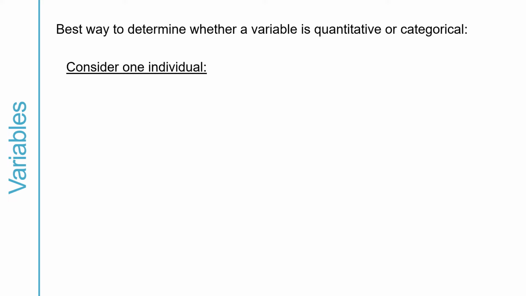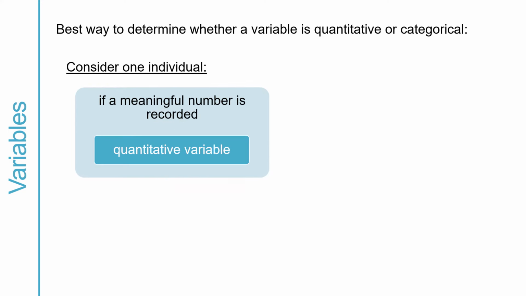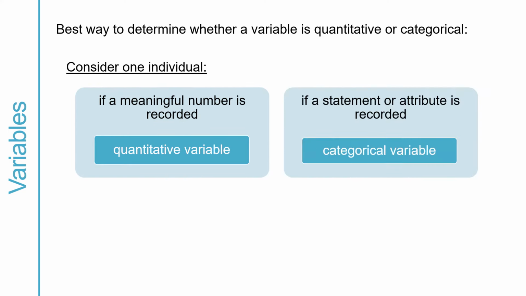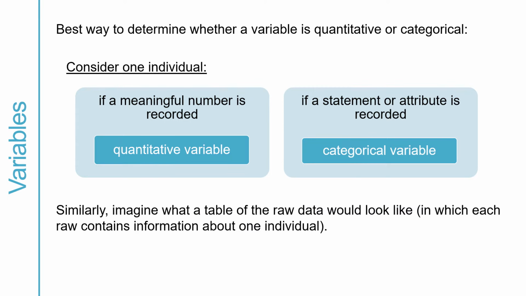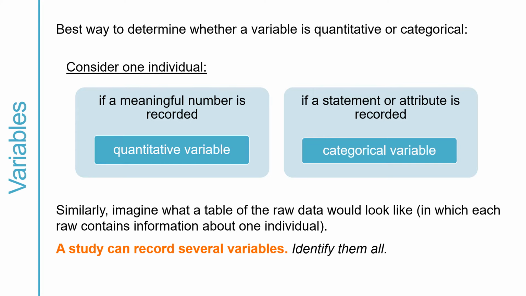The best way to determine whether a variable is quantitative or categorical is to think of one individual in the study and ask yourself whether a meaningful number was recorded, which would correspond to a quantitative variable, or whether a statement, some attribute of some sort, was recorded, which would correspond to a categorical variable. Most studies record data on several variables, so identify every single variable that is reported on.